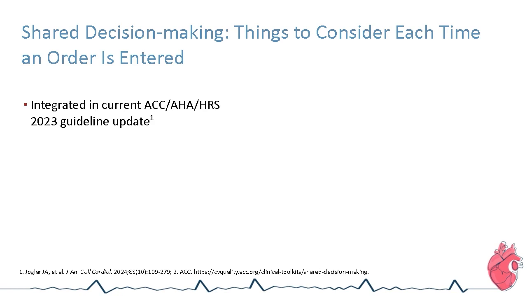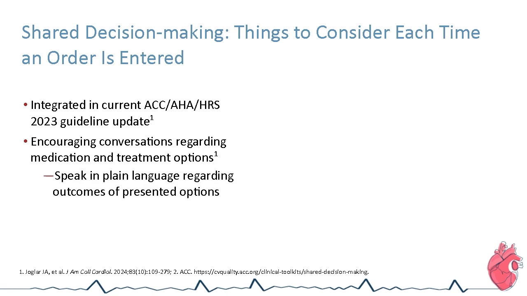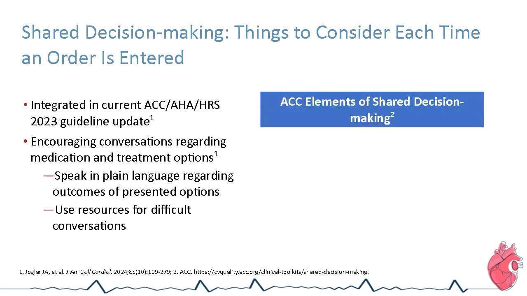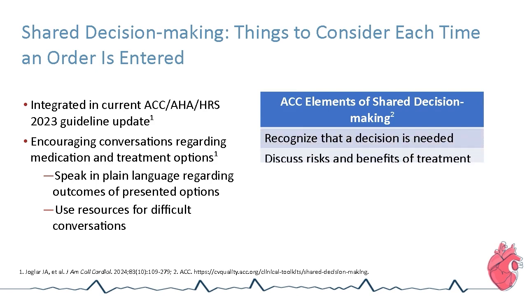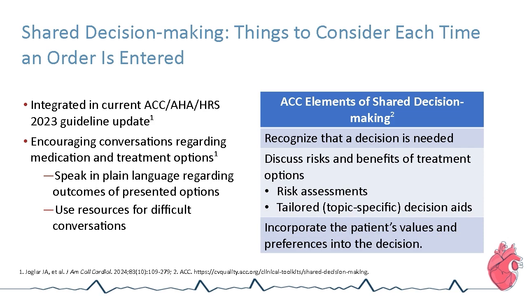The whole idea is to encourage conversations regarding medication and treatment options. All decisions should be made with the provider speaking in plain language regarding the outcomes of presented options. Also, use resources for difficult conversations. As we mentioned, the ACC elements of shared decision-making include recognizing there is a decision that is needed, discussing the risks and benefits of treatment options, such as risk assessments and tailored decision-making aids, as well as incorporating the patient's values and preferences into the decision before you put the order into the computer or onto the paper.